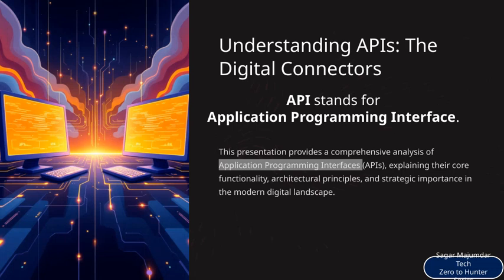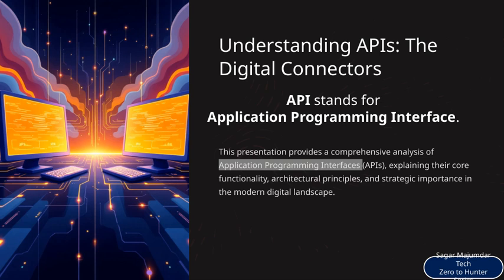Let's dive into the core idea of this slide, understanding APIs, which are often called the digital connectors. Essentially, APIs are the bridges that allow different software systems to communicate and work together seamlessly. This presentation aims to give you a clear picture of what APIs are, how they function, and why they are so strategically important in today's digital world. We'll explore their basic principles, architecture, and how they enable innovation and efficiency across various industries. Remember, APIs are the backbone of modern software integration, making complex digital ecosystems possible.